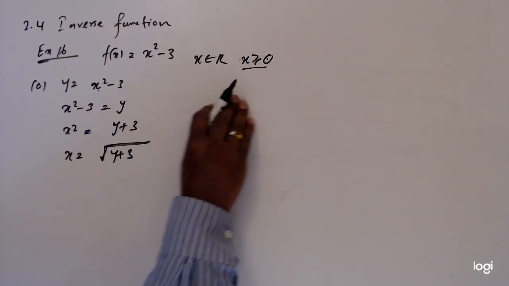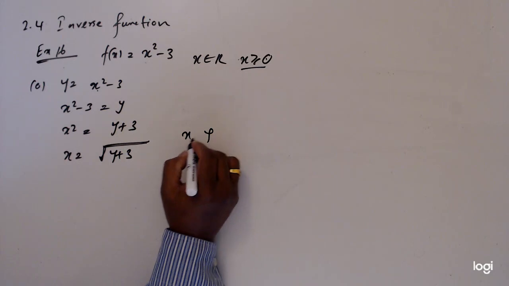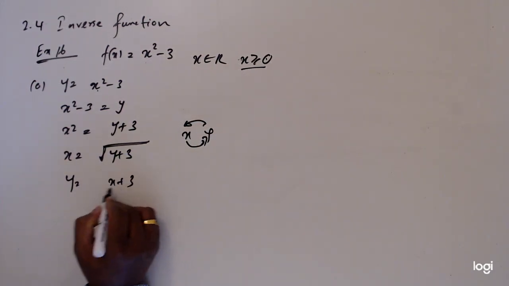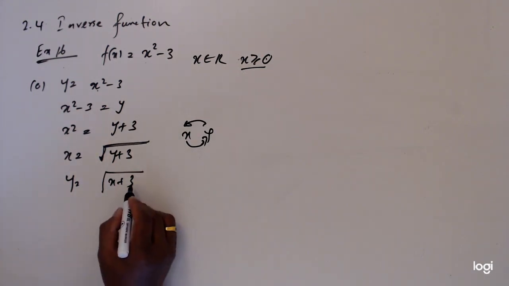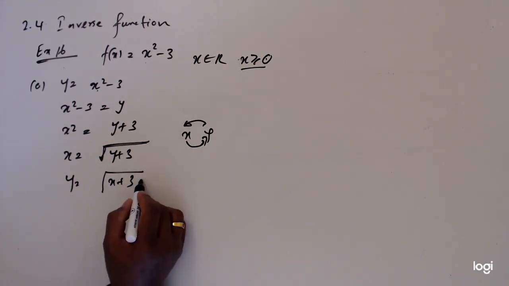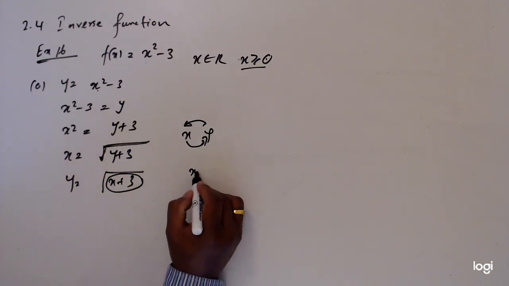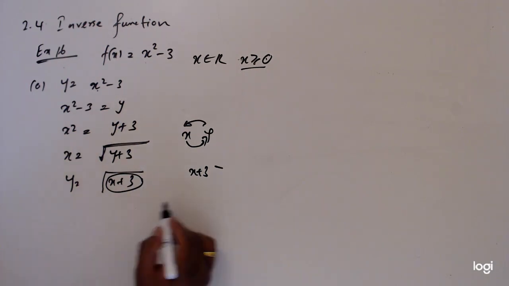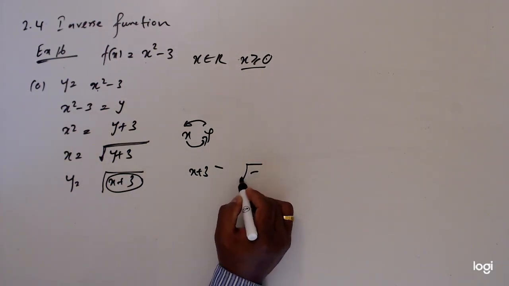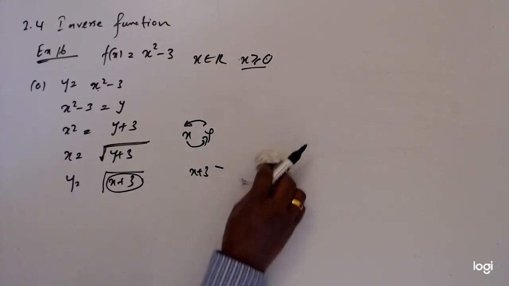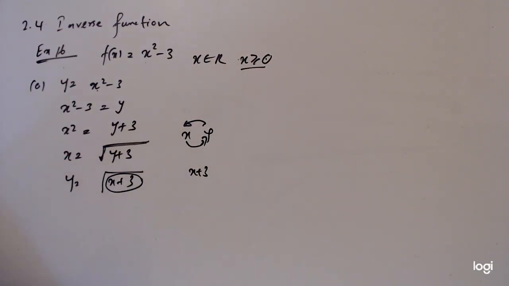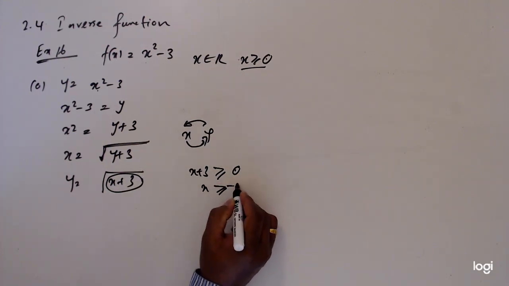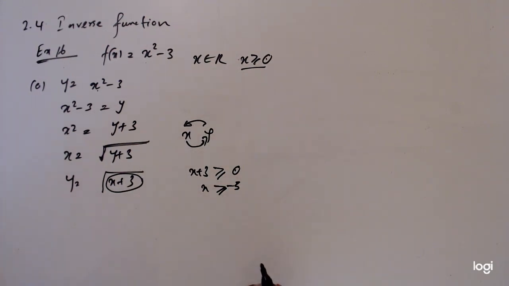And now we have to change x to y, y to x. So y equal square root of x plus 3. And we know that this value under the square root has to be greater than or equal to 0, because as I said earlier, a negative square root is not defined, and that means x greater than or equal to -3.